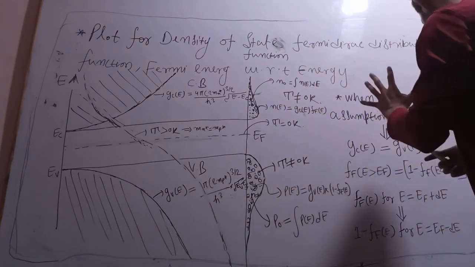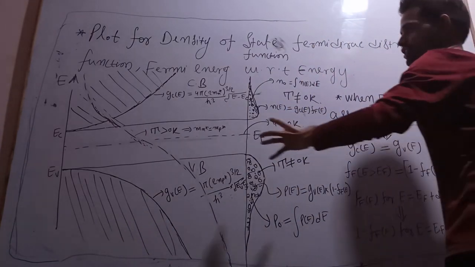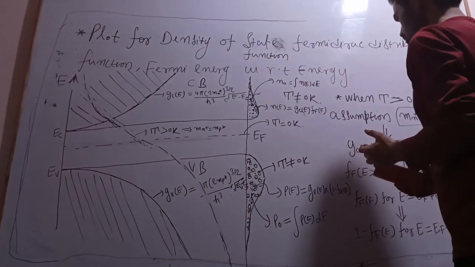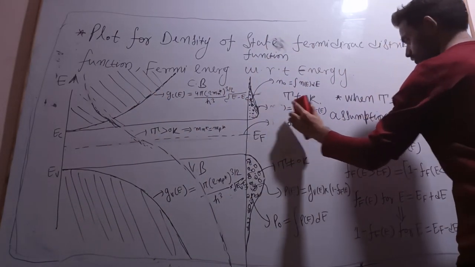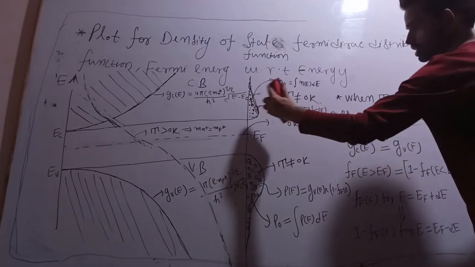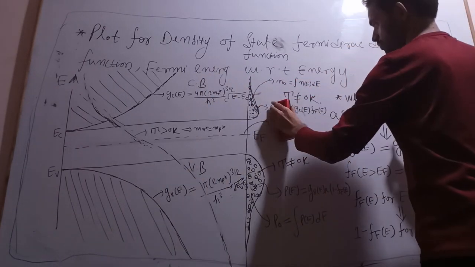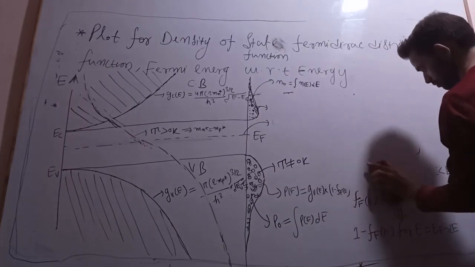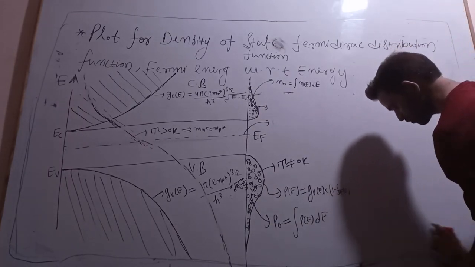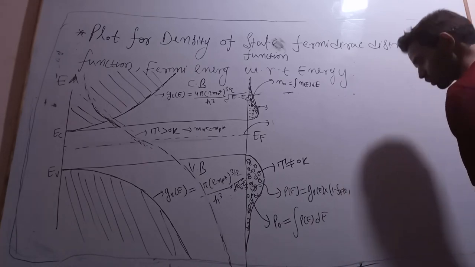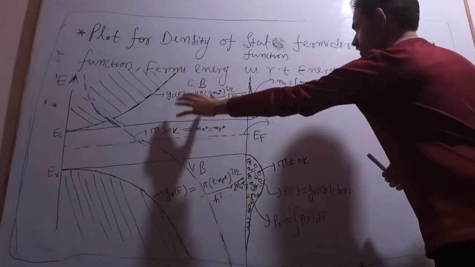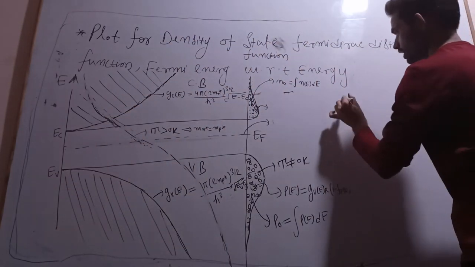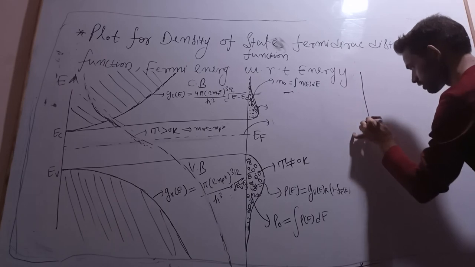happens? So now see, we will see the extension of this graph. Okay, this plot. Here we are going to show you the expanded view of this graph, for both the valence band and the conduction band. Let us see here.